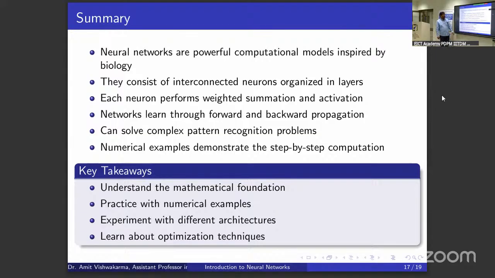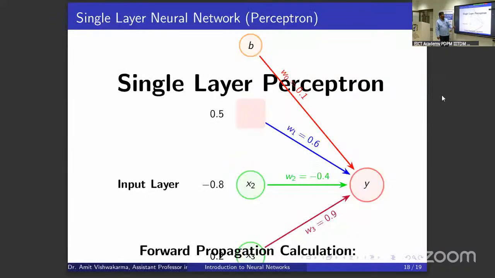Is there any next slide? The diagram is already covered, and there are some additional remarks which I want to mention about the network. Then we will almost complete this.